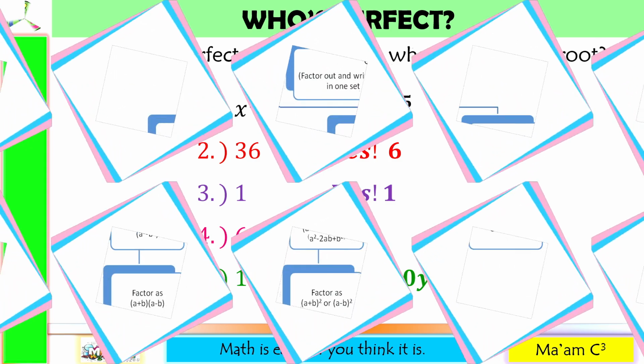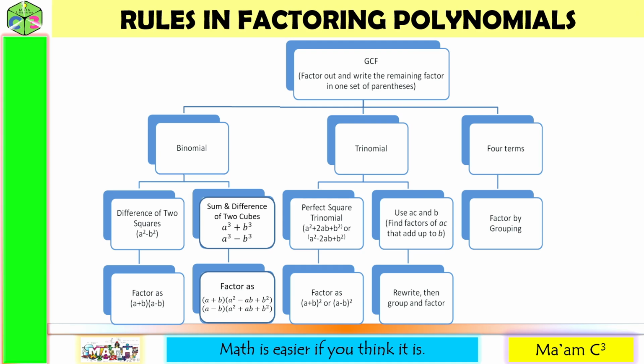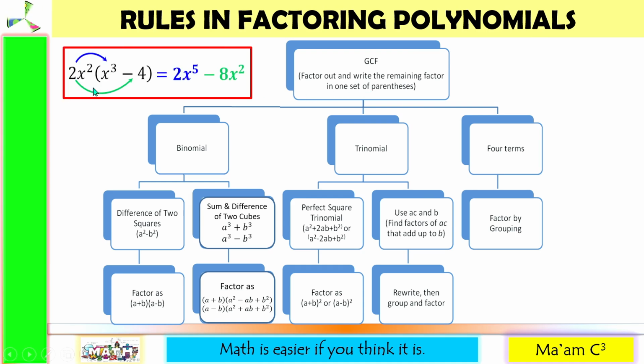Previously, I have shown our concept map in factoring. Once again, the first thing that we have to do is to factor out the GCF, the greatest common factor. In this example, this is the GCF, while this one is the remaining factor or the other factor. Now, after factoring out the GCF, if there's any, we have to take a look at the remaining factor and ask ourselves, is it a binomial, a trinomial, or does it contain 4 terms? Today's discussion will focus on binomial.